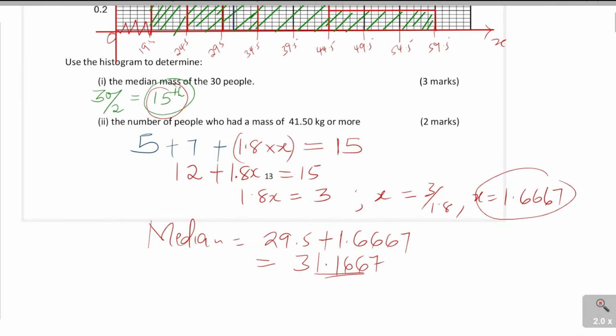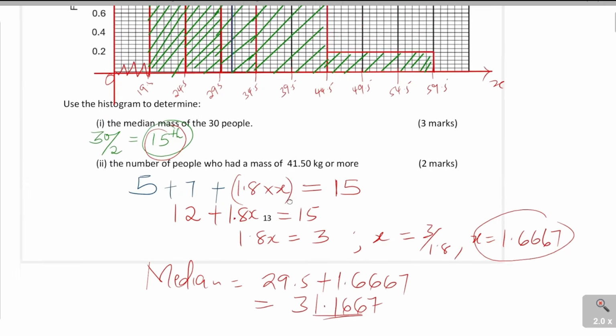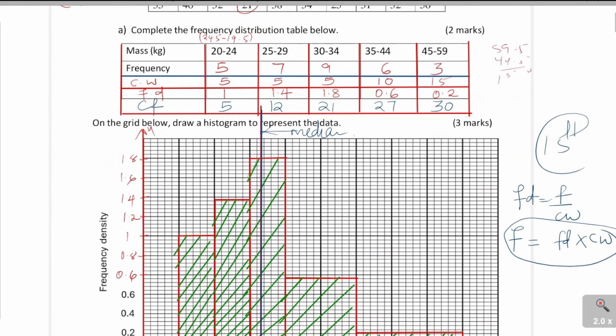Part 2 of the question: the number of people who had a mass of 41.5 kg or more. So the workings that you find here are for part 1. So in this question, the number of people who had a mass of 41.5 or more. So which class has 41.5? So 41.5 is here, as you can see, in that class.